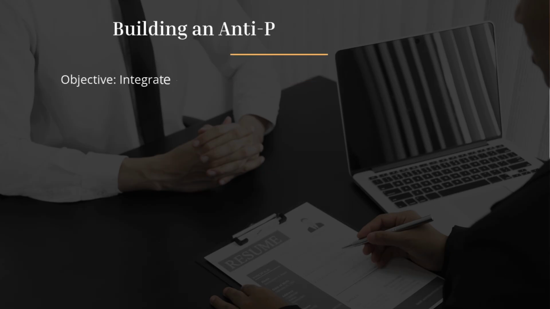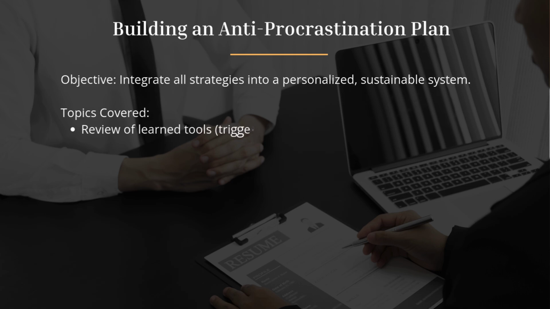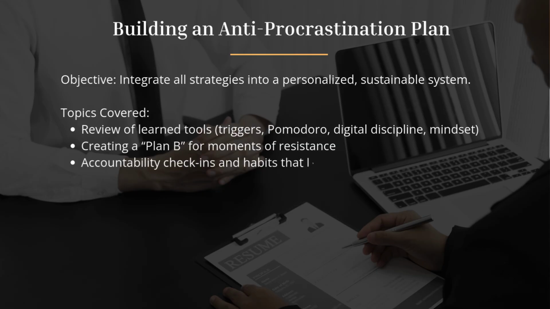Building an anti-procrastination plan. Objective: integrate all strategies into a personalized, sustainable system. Topics covered: review of learned tools, triggers, Pomodoro, digital discipline, mindset. Creating a Plan B for moments of resistance. Accountability check-ins and habits that last.